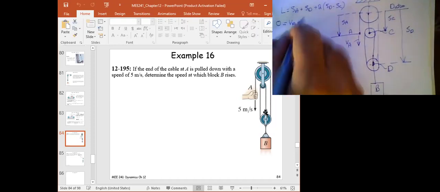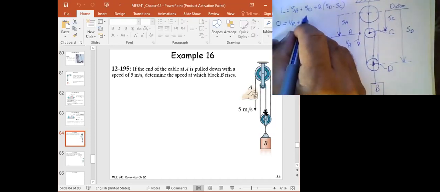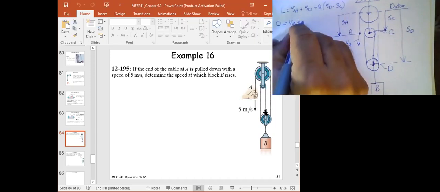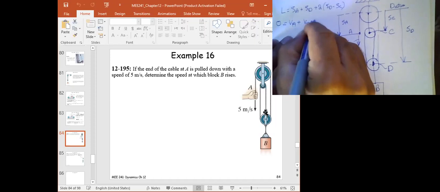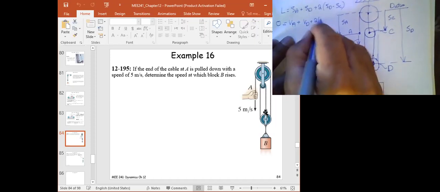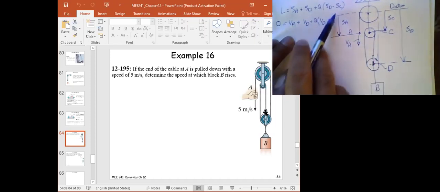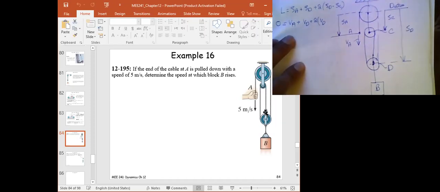Okay, so if I differentiate this guy, what do I get? If I differentiate SD, what do I get? What is the derivative of SD? VD, exactly, plus 2. Okay, I have VD. What is the time derivative of SC? Zero. Why is it 0?